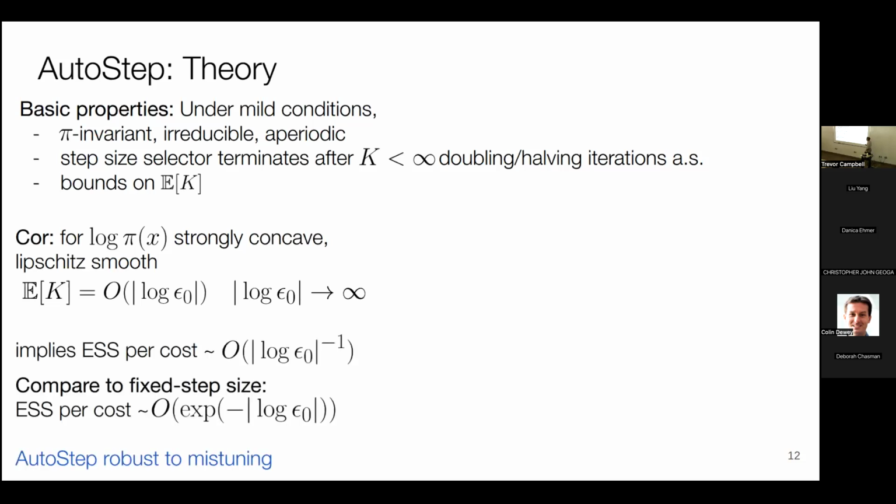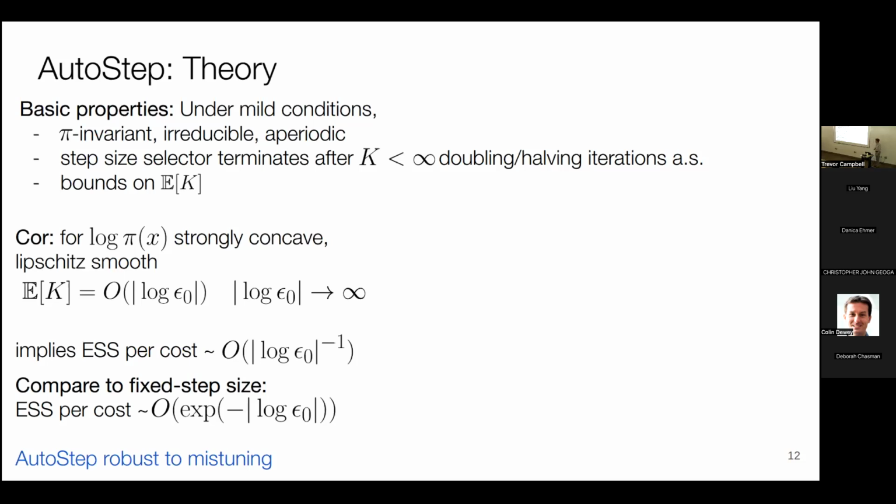If I do a little bit of napkin math, what this tells me is that autostep will give me an effective sample size per unit cost of about 1 over the absolute value of log epsilon. And compare this to a fixed step size MCMC scheme like HMC, MALA, or random walk MH, which, if you just do a little bit of napkin math, you'll see on that kind of target, I get on the order of exponential of minus the absolute value of log epsilon. So in other words, we have an exponential improvement in efficiency.